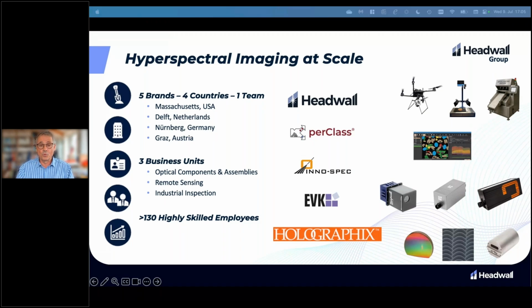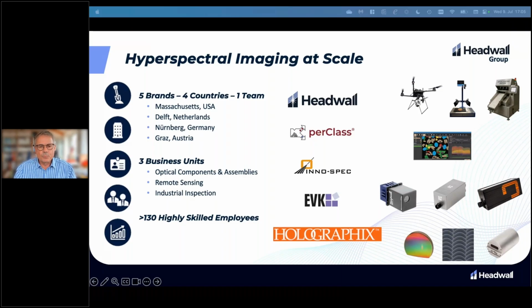Now, overall, we provide everything that's needed to make the most of hyperspectral imaging, starting from its core, from optical components such as gratings and micro lenses or waveguides, as you can see here in the lower right corner. That's a specialty of Holographics, and it forms a business unit by itself within Headwall, as we also provide these components to other hyperspectral imaging companies who very much value the quality of these components.